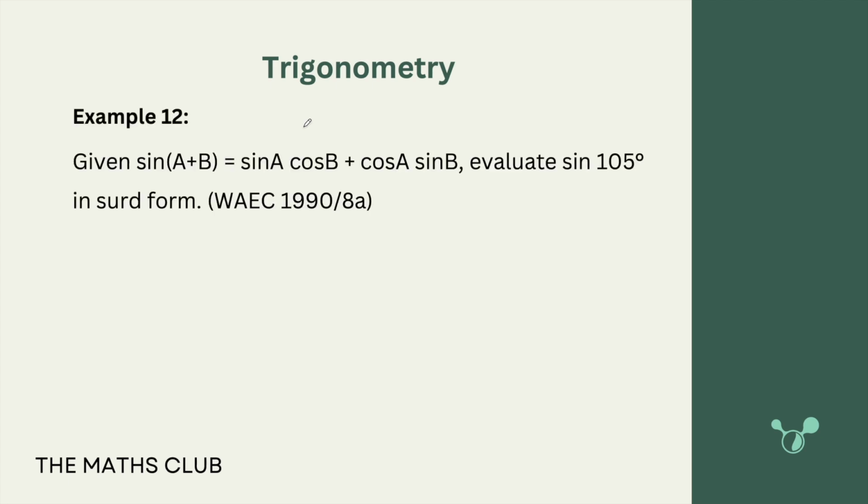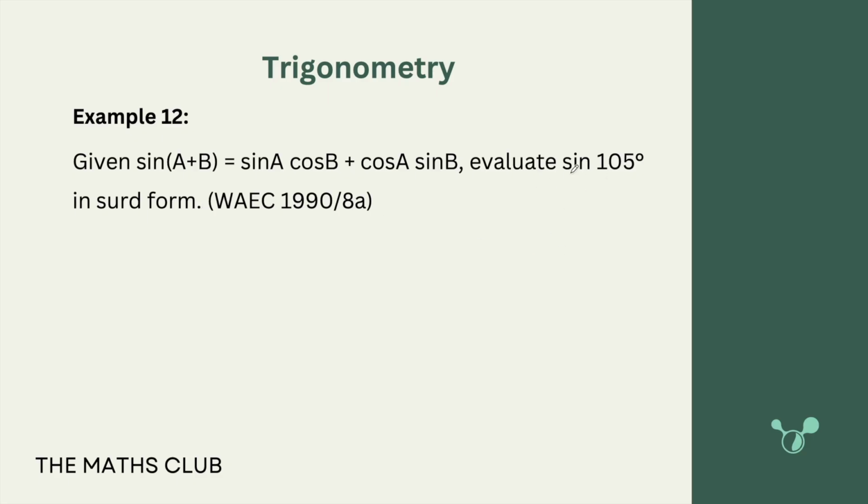Example 12 says that given that sine of A plus B is equal to sine A cos B plus cos A sine B, evaluate sine 105 degrees in surd form. So when you see the words in surd form, you should already go to your diagrams, the diagrams that we know. Those are the ones that actually give you the results in surd form.